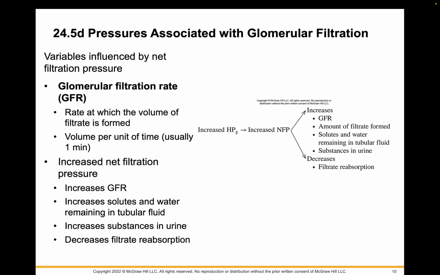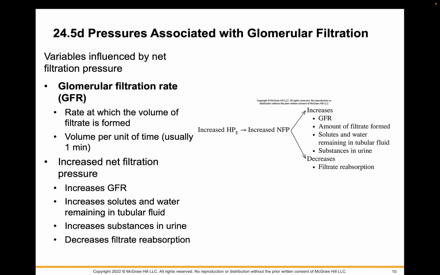Now, a couple of things we have to keep in mind are the variables that are influenced by net filtration pressure. We have to take into account what's known as glomerular filtration rate, or GFR. This is the rate at which the volume of filtrate is formed. Volume per unit of time, usually liters per minute. And an increased net filtration pressure will increase glomerular filtration rate. It increases solutes and water remaining in tubular fluid, increases substances in urine, decreases filtrate reabsorption.